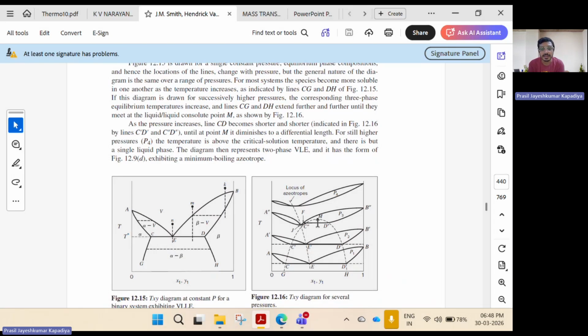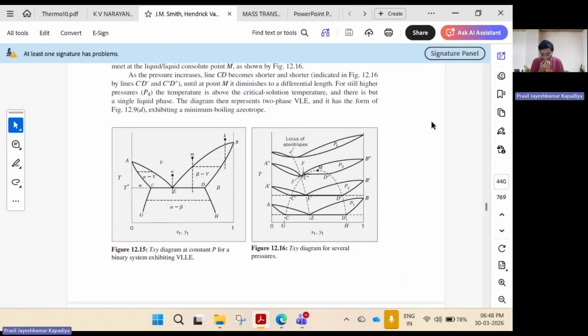As the pressure increases, the line CD is narrowing down. So if I'm increasing pressure, this region is getting smaller and smaller, until at point M it diminishes into a differential length. For still higher pressures, let's say P4, the temperature is above the critical solution temperature, and there is a single liquid phase. This diagram represents two phase vapor liquid equilibrium, and it has the form of figure 12.9 that we are not going to discuss. This similarly looks like a minimum boiling azeotrope curve.